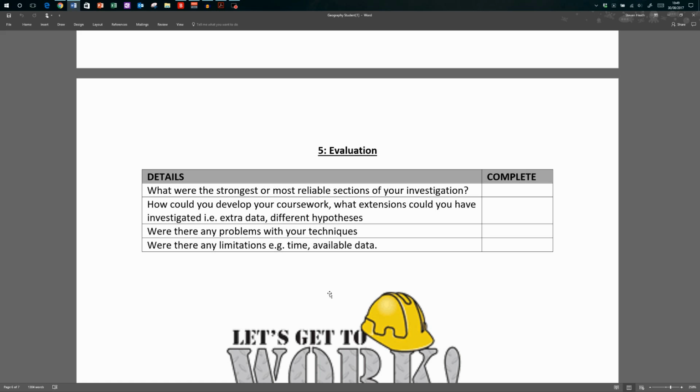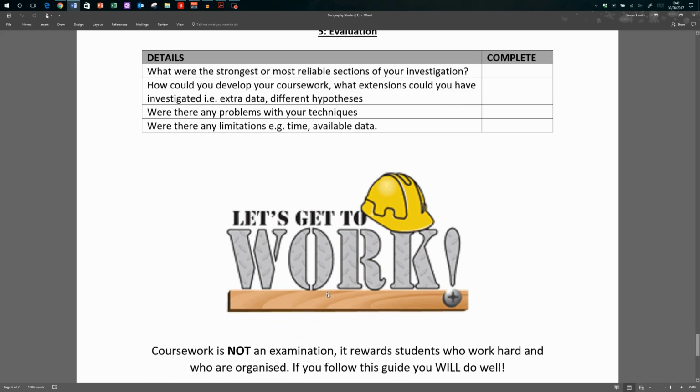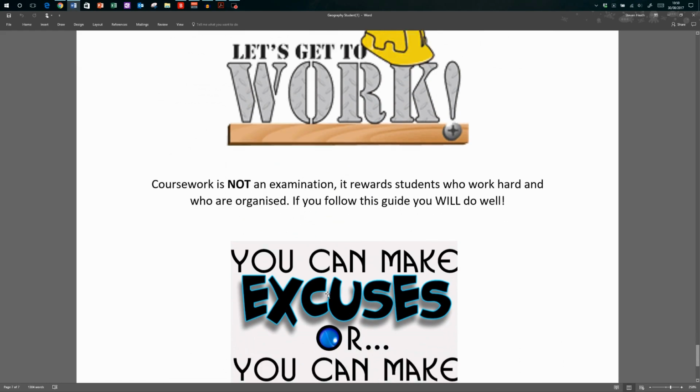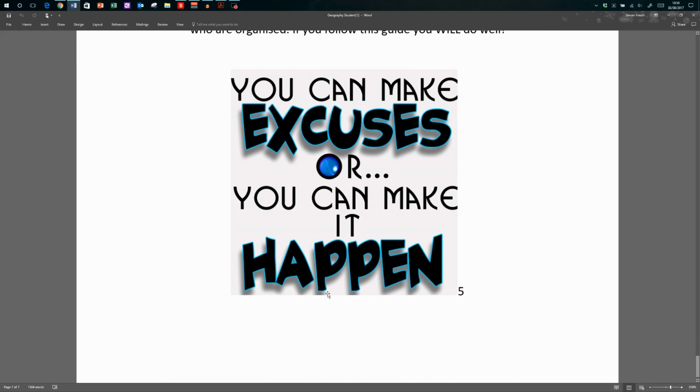Coursework is overall an amazing opportunity that all students have to get extremely good marks. All it requires is hard work, organization, and following your teacher's advice, maybe even using this guide as well. So get to work, make sure you're working hard, make sure you're organized, and I love this little image over here. You can make excuses or you can make it happen. That sums up what coursework is.